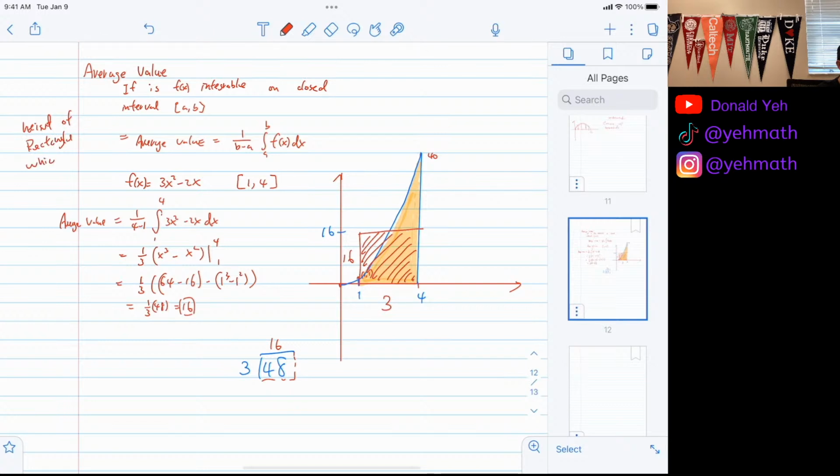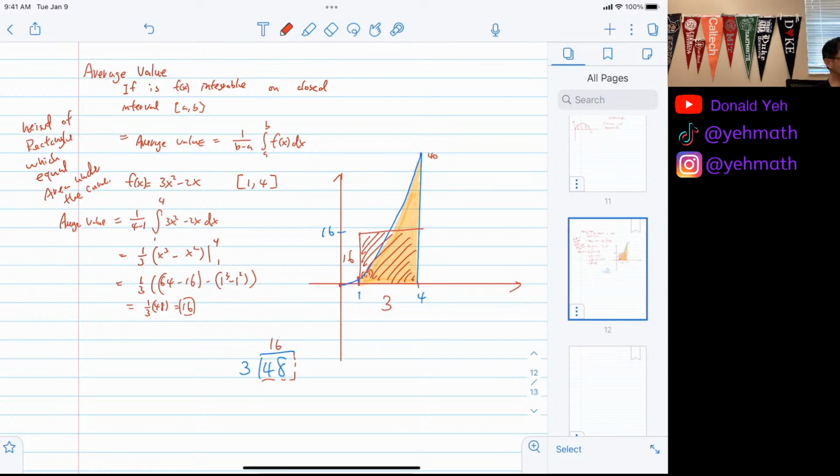which is equal to the area under the curve. Does that make sense? The height of a rectangle with the same width, and you get exactly the area under the curve. So that is going to be the average value. Are we okay here?